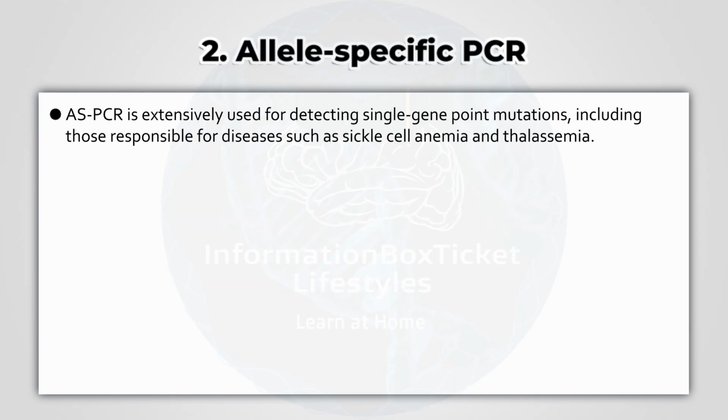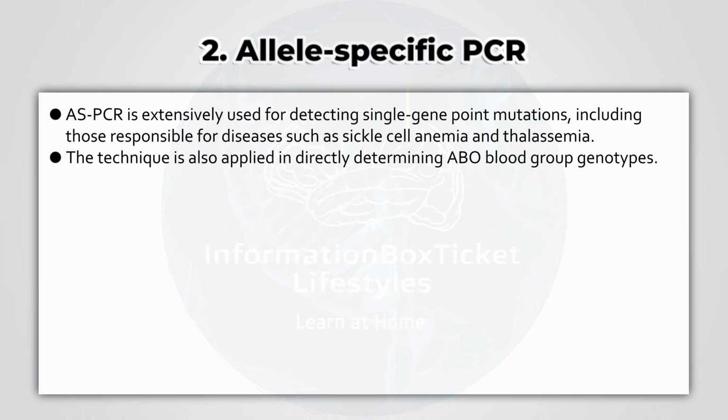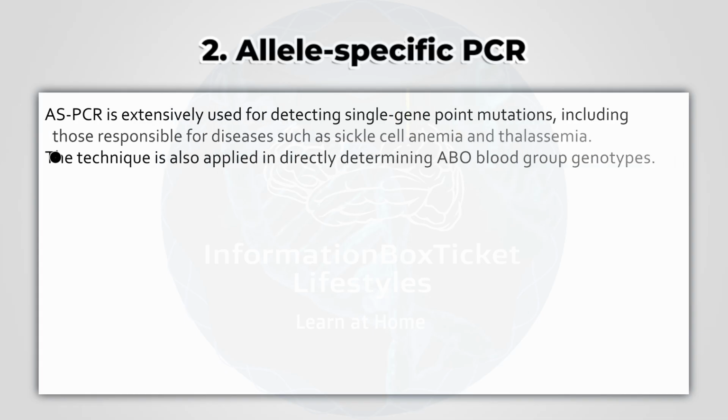AS-PCR is extensively used for detecting single gene point mutations, including those responsible for diseases such as sickle cell anemia and thalassemia. The technique is also applied in directly determining ABO blood group genotypes.